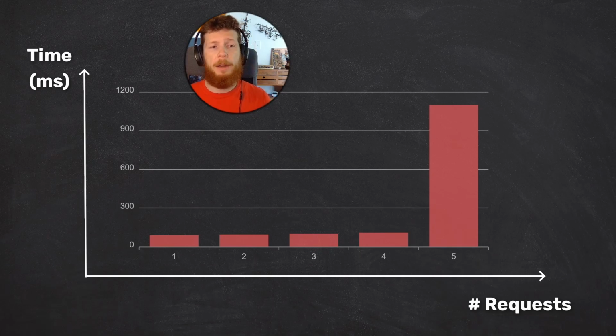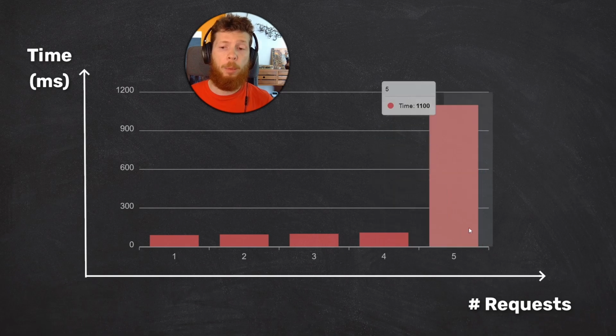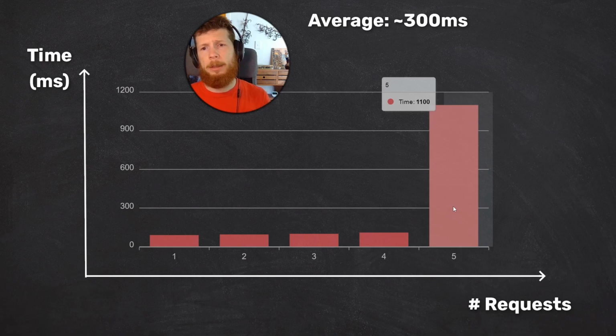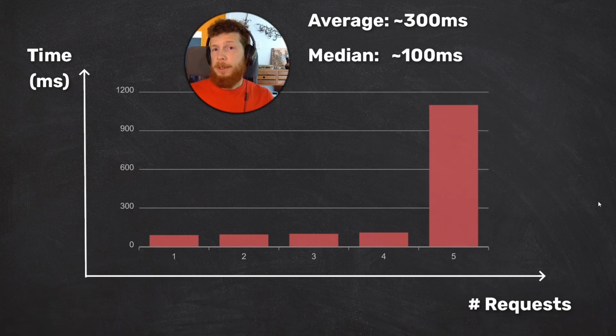Imagine we've made 5 requests. 4 of them took around 100 milliseconds and one was a slow one, which took over 1 second. Average in this case will be sum of times for all requests divided by the amount of requests. In this case, it's around 300 milliseconds. Median is different and actually pretty simple. If you sort your requests in order from the slowest to the fastest, then the median is the request in the middle.